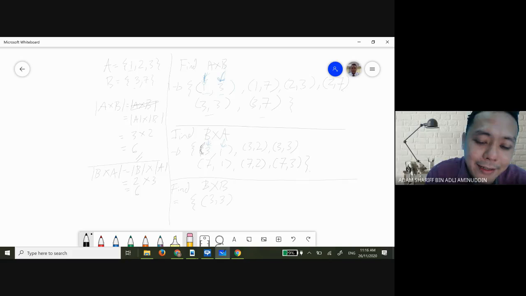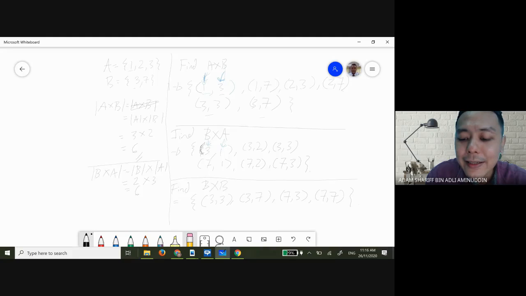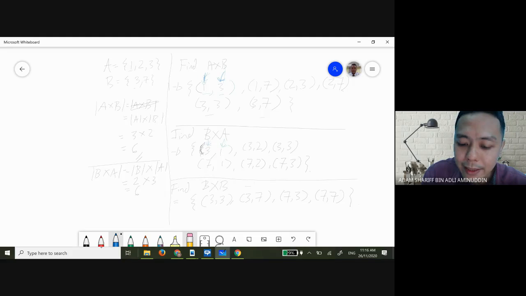3, 3, 3, 7, 7. 7, 7. You should have 4 distinct ordered pairs. Jangan lupa. Kalau musim itu saya tak apa, saya tak tengok, tak apa. Kalau kadang-kadang kita susah nak nampak, kita tulis balik. Okay, untuk kes ni 37 times 37. Boleh je buat macam ni. 33, 37, 73, 77. Dapatlah jawapan dia. Okay?